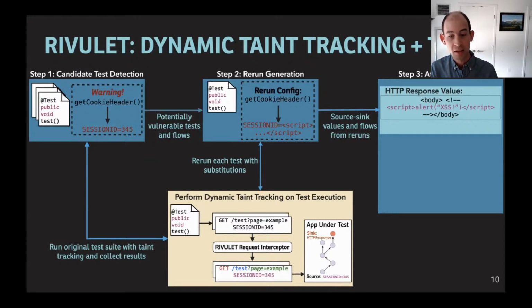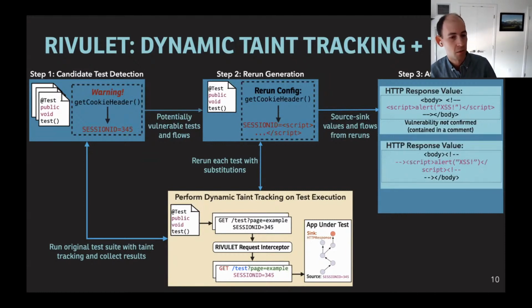This step is important because simply seeing tainted data flow to a vulnerable method call doesn't necessarily imply an attack. In the first example that I've shown on the slide, the attack string is contained in a comment, and hence it's not really going to be a successful attack. But when Rivulet generates an attack that defeats the comment, for instance by breaking the comment, it can confirm the vulnerability and generate a one-click reproduction script to help developers investigate the vulnerability.